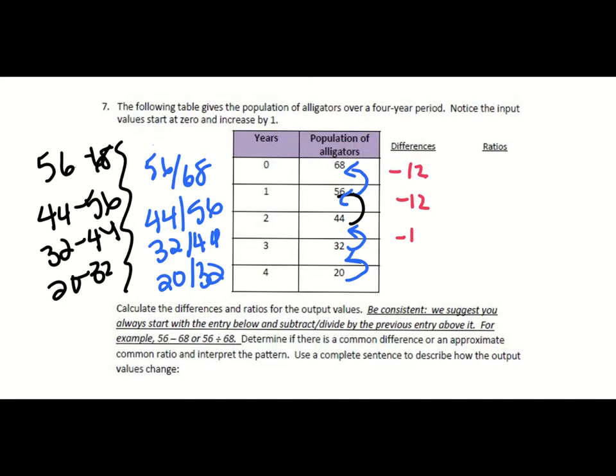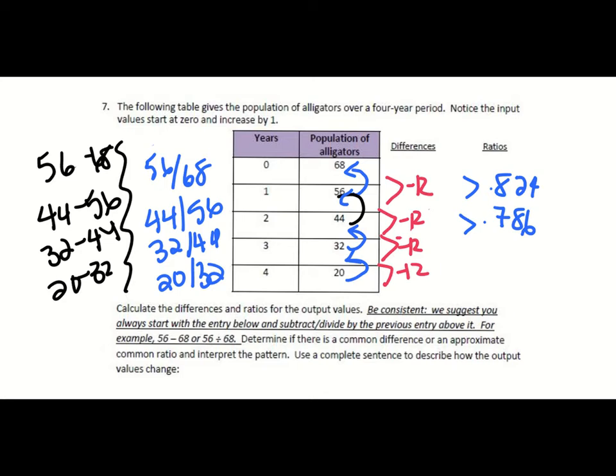Let me fix this again. From here to here, that's negative 12, negative 12, negative 12, negative 12. And then for my ratios, same thing: 0.824, 0.786, 0.727, 0.625. So you might want to take a minute and pause your screen so that you can write down all of your math.